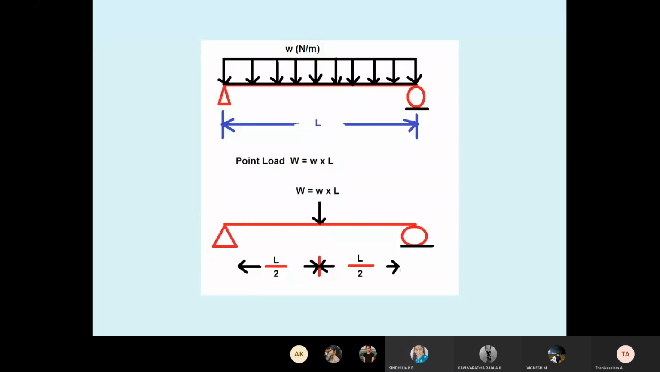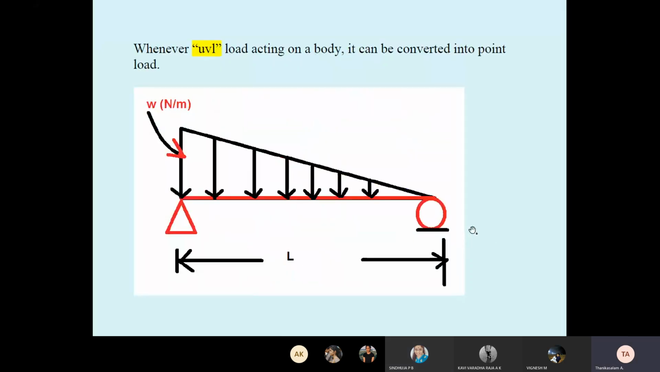Okay. Then uniformly varying load. See here, the load is varying from minimum to maximum. Here also you have to convert. For solving the problem, you have to convert uniform varying load into point load. See, they look like a triangle, no?